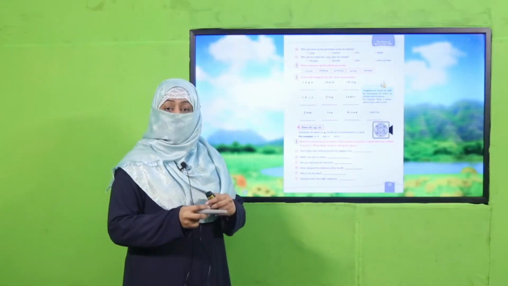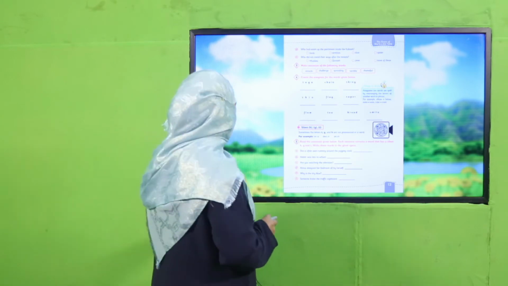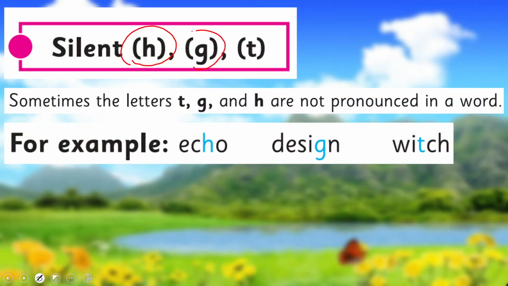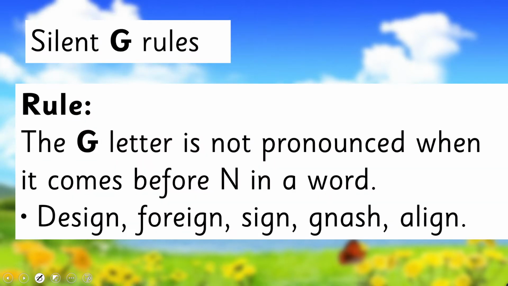So, how will we find out this letter is silent? There are a few rules which we are going to recall today, inshallah. So, we'll talk about silent H, G, and T. Sometimes the letters T, G, and H are not pronounced in a word. For example, H is silent in this word eco, G is silent in this word design, and T is silent in this word which. Now, there are different rules for when to make it silent and when to say it. Inshallah, we'll revise all the rules.